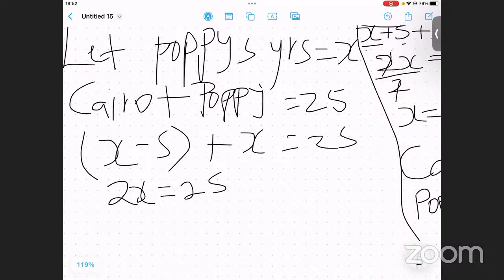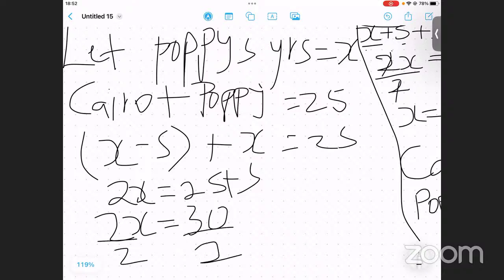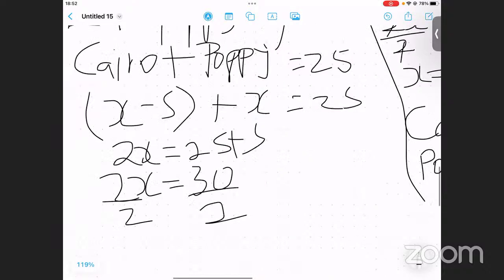Yes, ma'am. Where do we get the minus 5? Oh, sorry, plus 5. Plus 5. Perfect. Which then gives you 30. Which then gives us 2x is equal to 30. Then you divide it by 2. So it's 30 divided by 2, which then gives you 15.